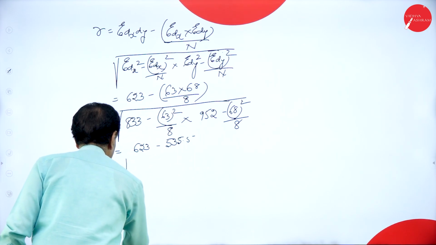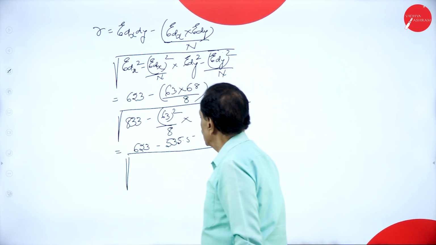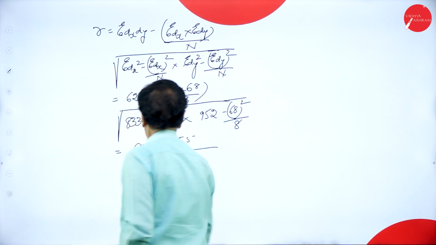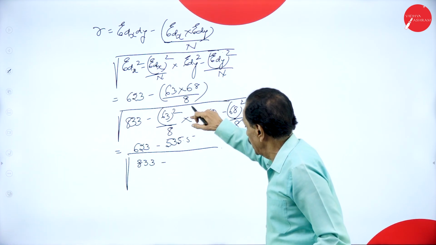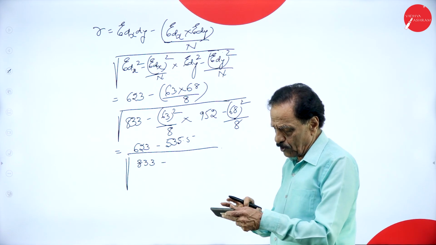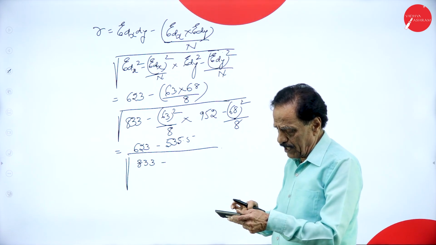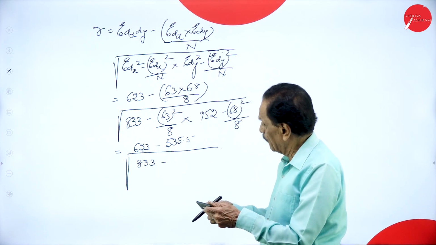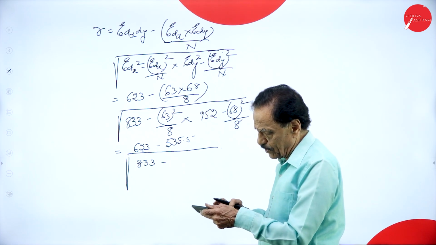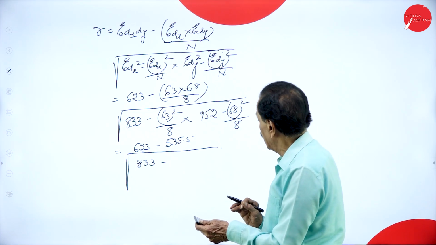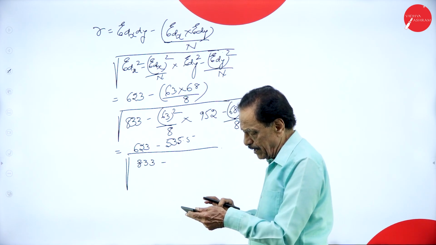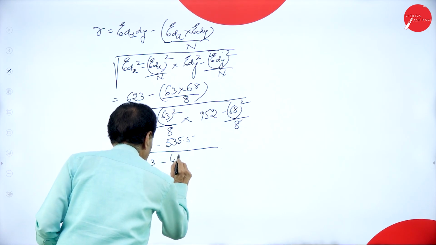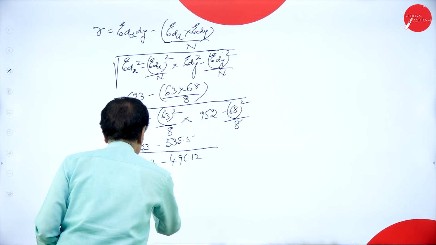535.5 divided by root of 833 minus... So simplify this. Now 63 whole square, 63 into 63 is equal to 3969 divided by 8. I'll repeat: 63 into 63 is equal to 3969 divided by 8, which is 496.12.